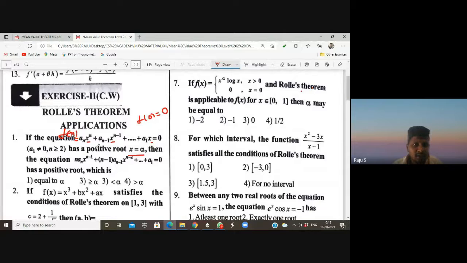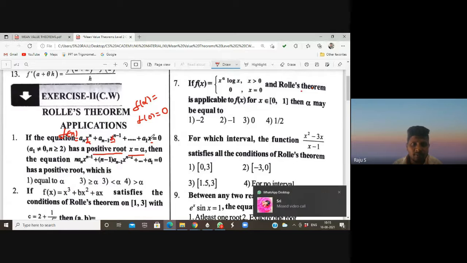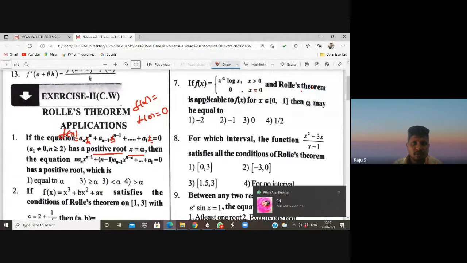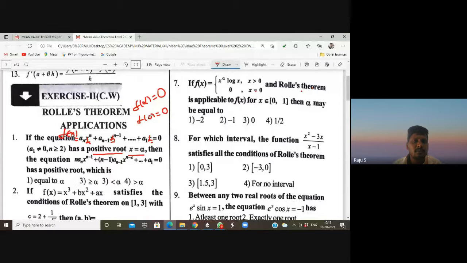And clearly they have given it as a positive root. Every root satisfies the function. So what is f(alpha)? When I replace x with alpha, each term becomes 0, am I right? So f(alpha) is also 0 because alpha is a root. So what do you observe here? f(0) is equal to f(alpha).